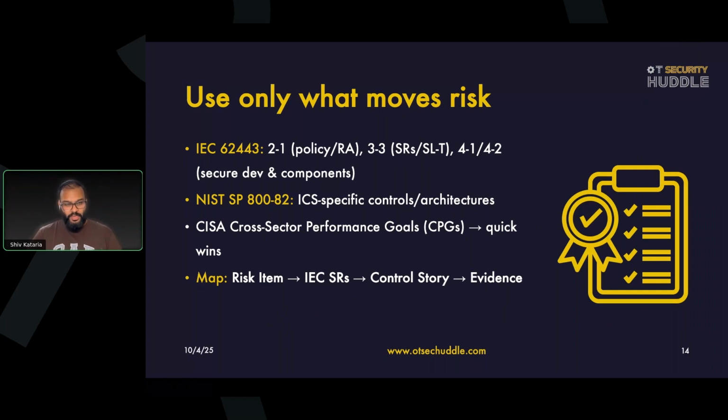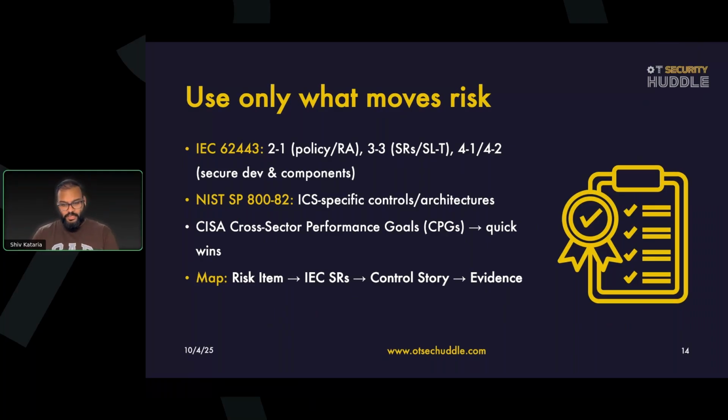We need to identify the risk, what the possible risk items are, and then we can use the IEC 62443 standard to see what security requirements we could actually implement to reduce the risk, build the overall control framework, and then gather evidence of whether these controls are working or not working. That's the general idea of risk assessment and risk management in ICS.